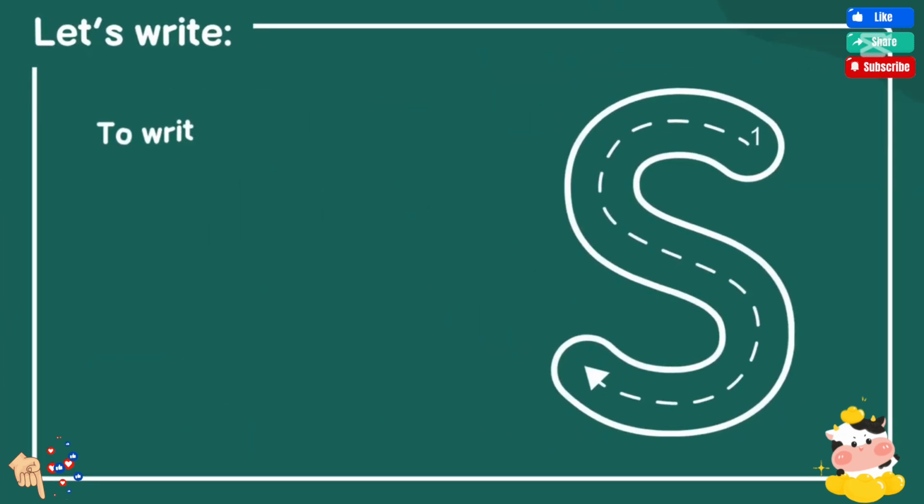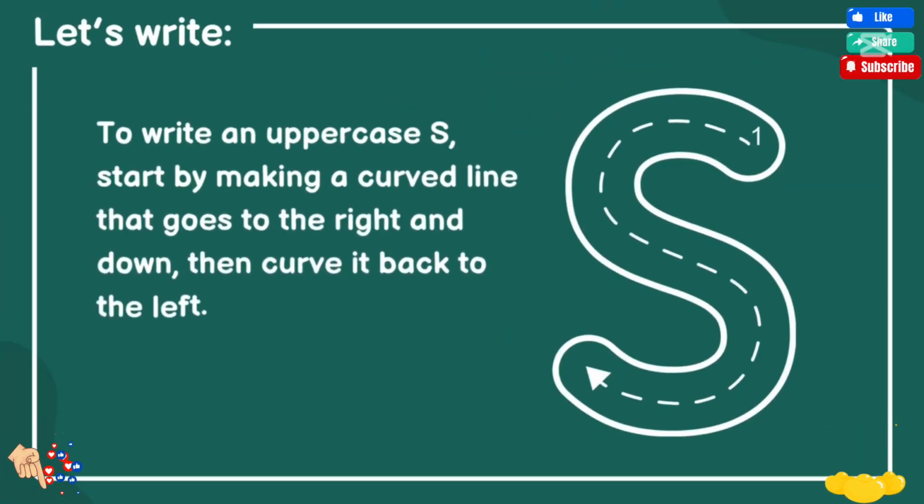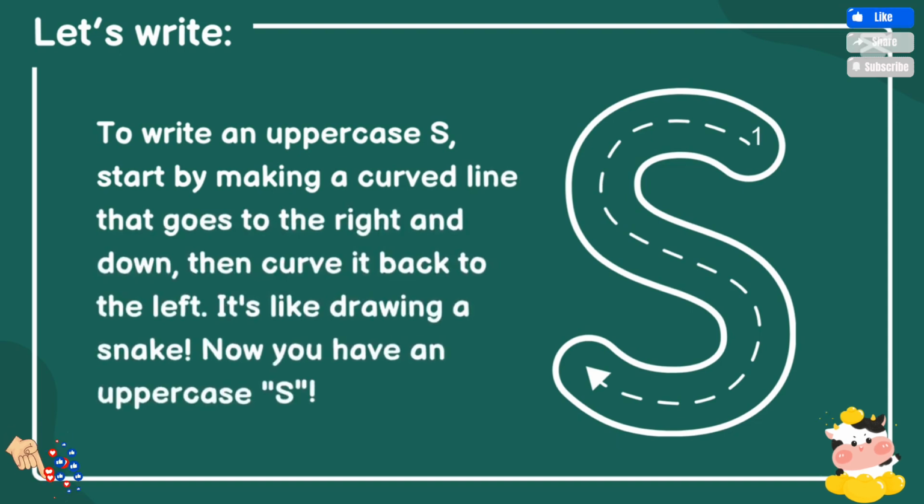To write an uppercase S, start by making a curved line that goes to the right and down, then curve it back to the left. It's like drawing a snake. Now you have an uppercase S.